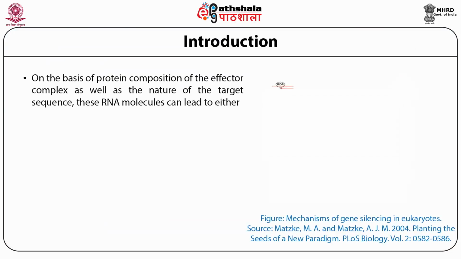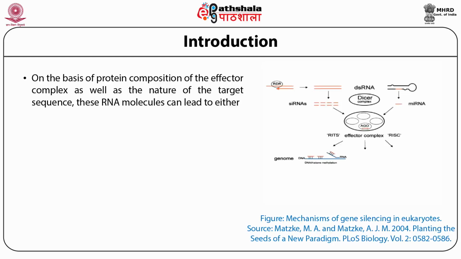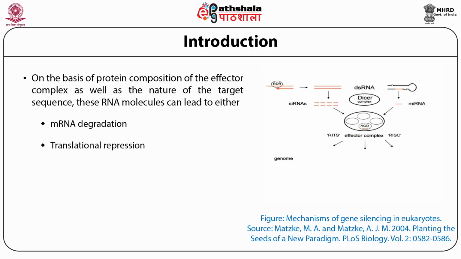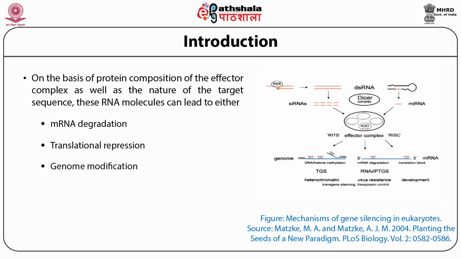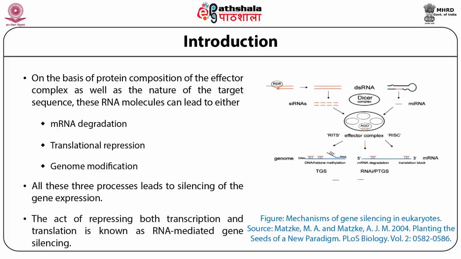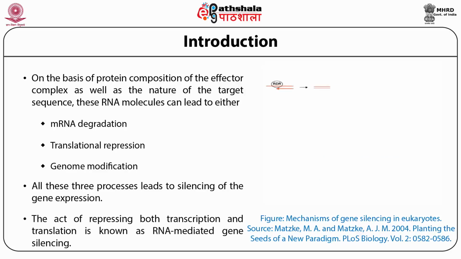These RNA molecules, for the purpose of inhibiting gene expression, share sequence homology with the gene in question. On the basis of protein composition of the effector complex as well as the nature of target sequences, these RNA molecules can lead to either mRNA degradation, translational repression, or genome modification. All these three processes ultimately lead to silencing of the gene expression. The act of repressing both transcription and translation is known as RNA-mediated gene silencing.